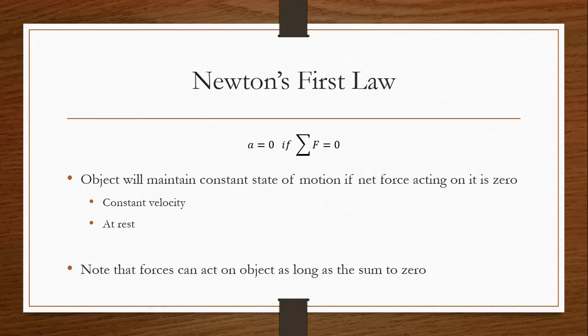The one thing I will caution you here is that constant velocity and constant speed do not necessarily mean the same thing, because you can have a net force acting on a system that's moving at a constant speed if that object is changing directions. The first thing to point out about this too is note that there can be forces that act on the object as long as they add up to zero. So Newton's first law does not say that in order for acceleration to be zero there can be no force acting on the object. It just says that the net force, the sum of all those forces, is zero.